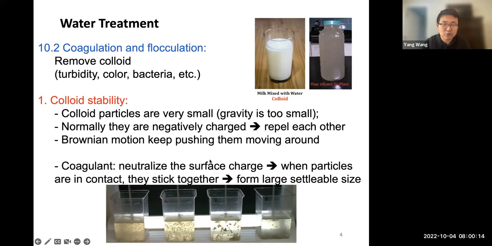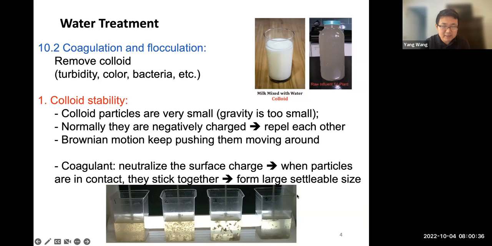And that's why we have these coagulants. The role of coagulants is to neutralize the surface charge. Since these particles are negatively charged, if we have ions that carry multiple positive charges, they can attract these tiny particles together. When they are in contact, they stick together and form a larger, settleable size.